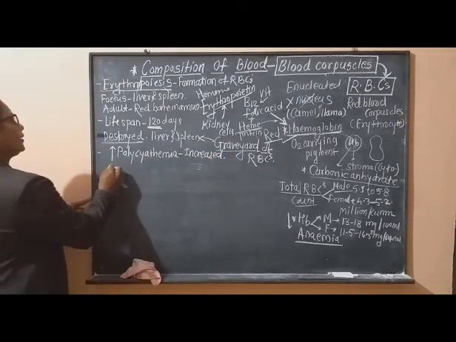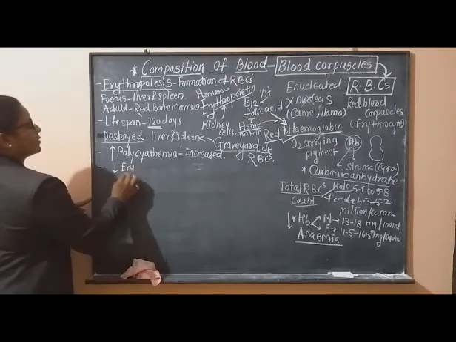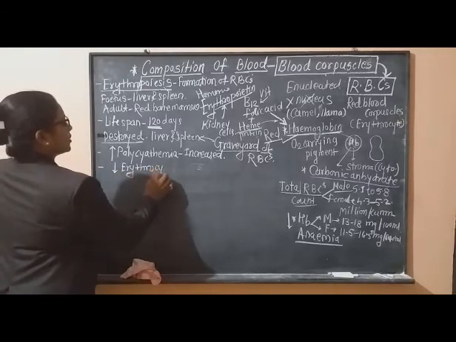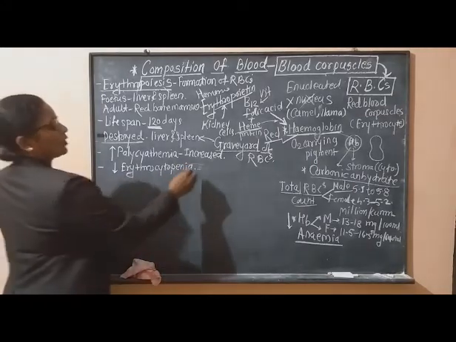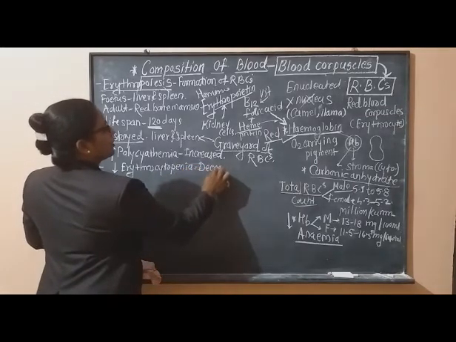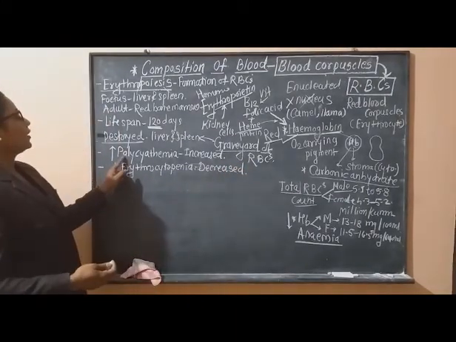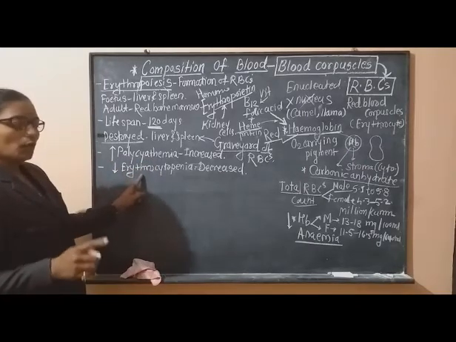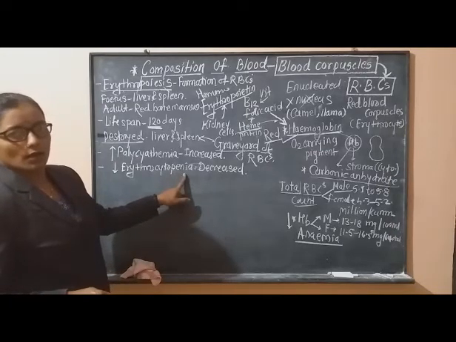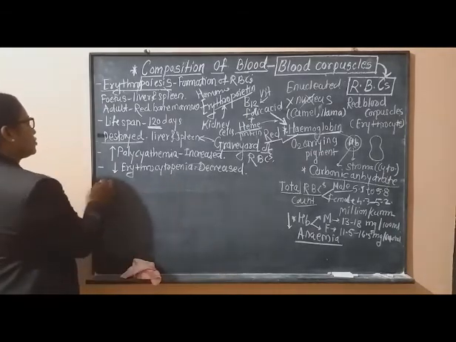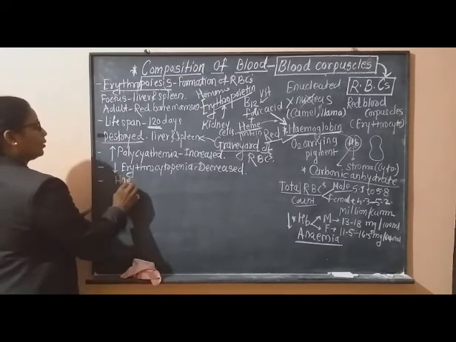Okay. And if the count falls below the normal, that is a decreased quantity, this condition is called erythrocytopenia. What is meant by erythrocytopenia? The decreased count of the RBCs. If the number of RBCs increases, the condition is polycythemia. If the number of RBCs decreases, the condition is called erythrocytopenia. Okay.